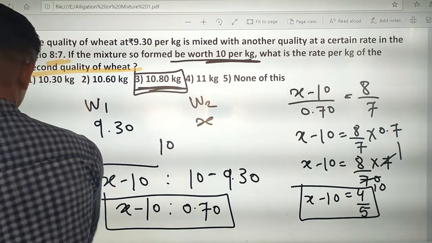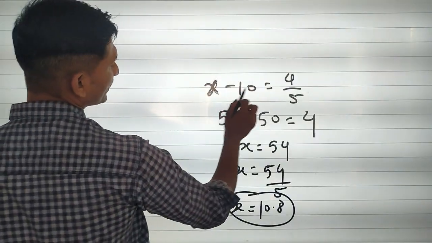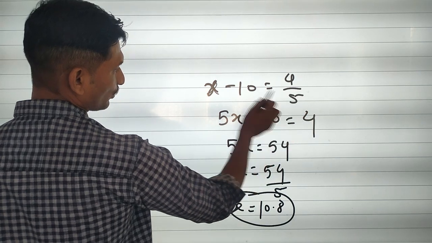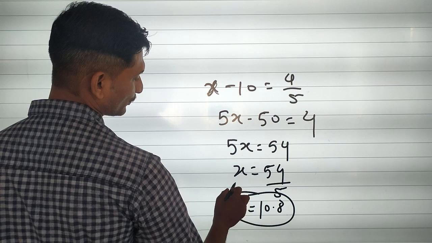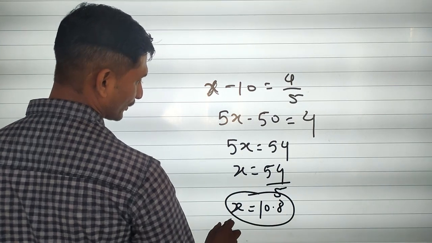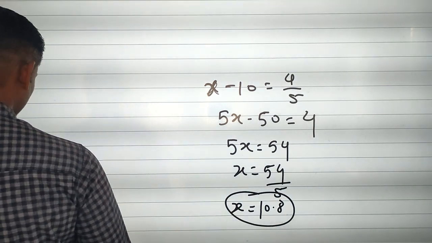Now we solve this equation here. X minus 10 is equal to 4 by 5. Cross multiply here. 5x minus 50 is equal to 4. 5x is equal to 54. X is equal to 54 divided by 5. X is equal to 10.8.